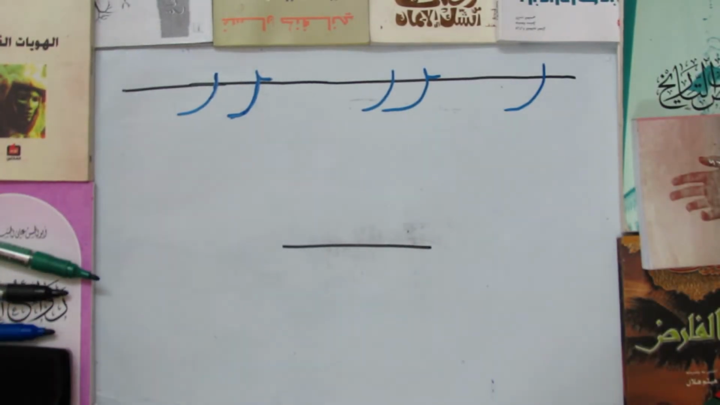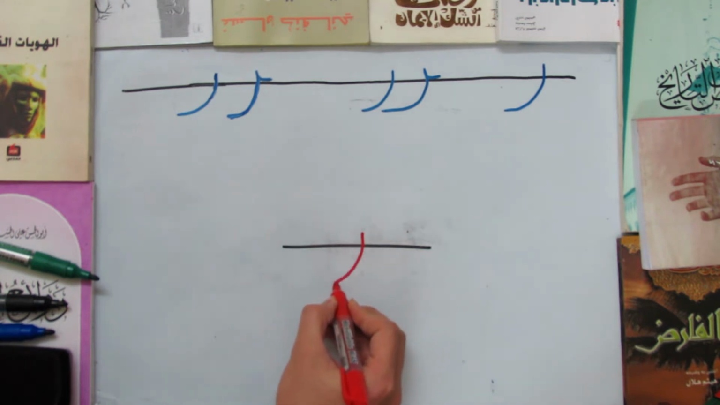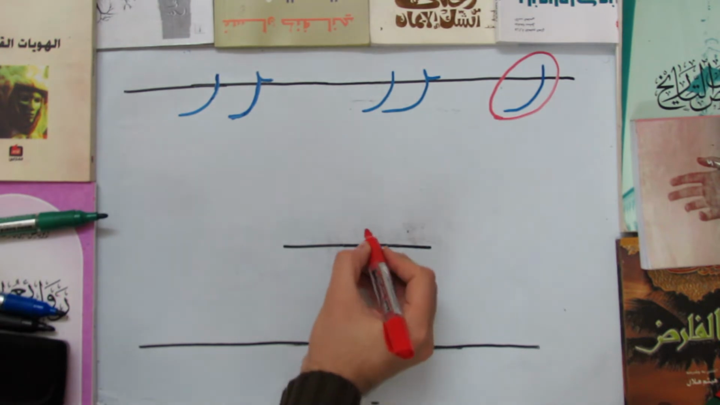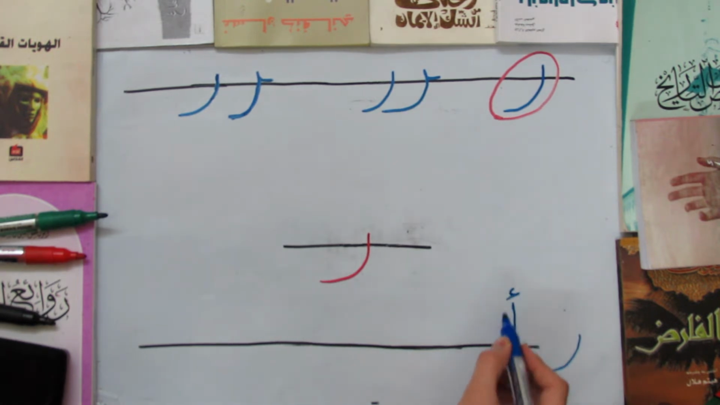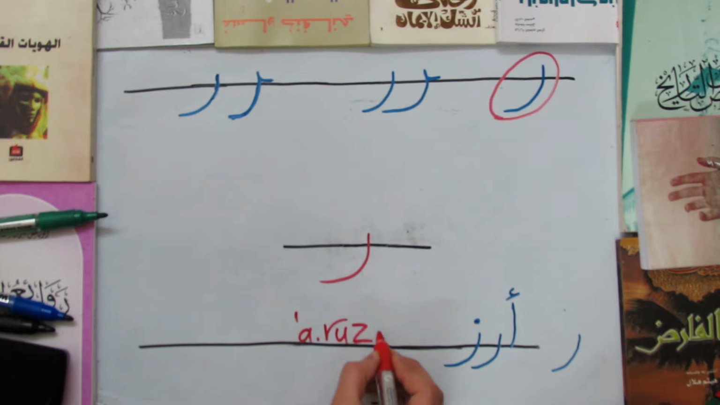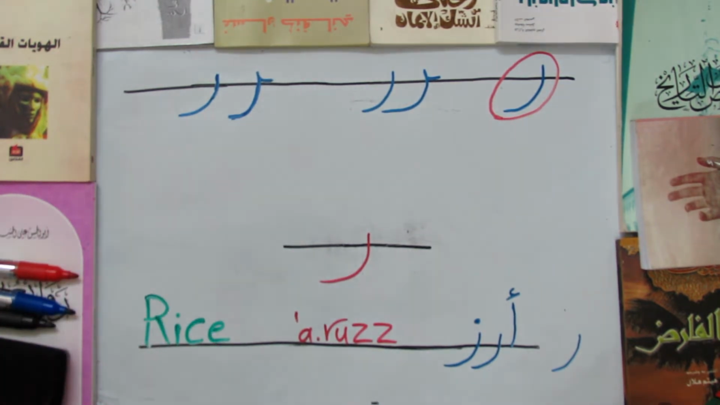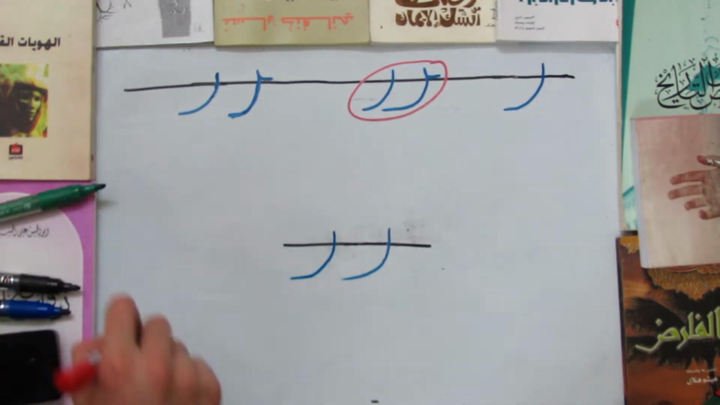So first of all, let's start with Raa. This is the shape of the plain form of Raa, as we mentioned before. And this is also the shape of Raa at the beginning of the word. An example of it is the word aruz. Aruz. Rice.